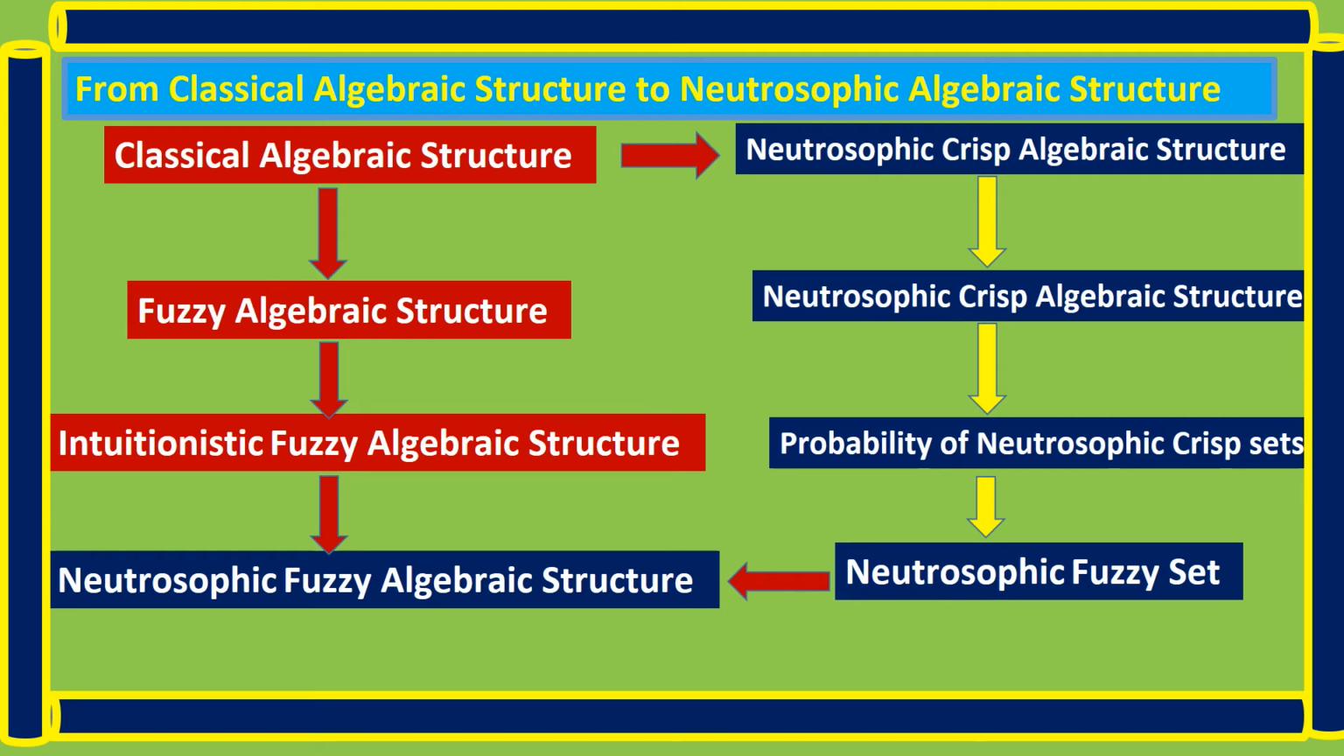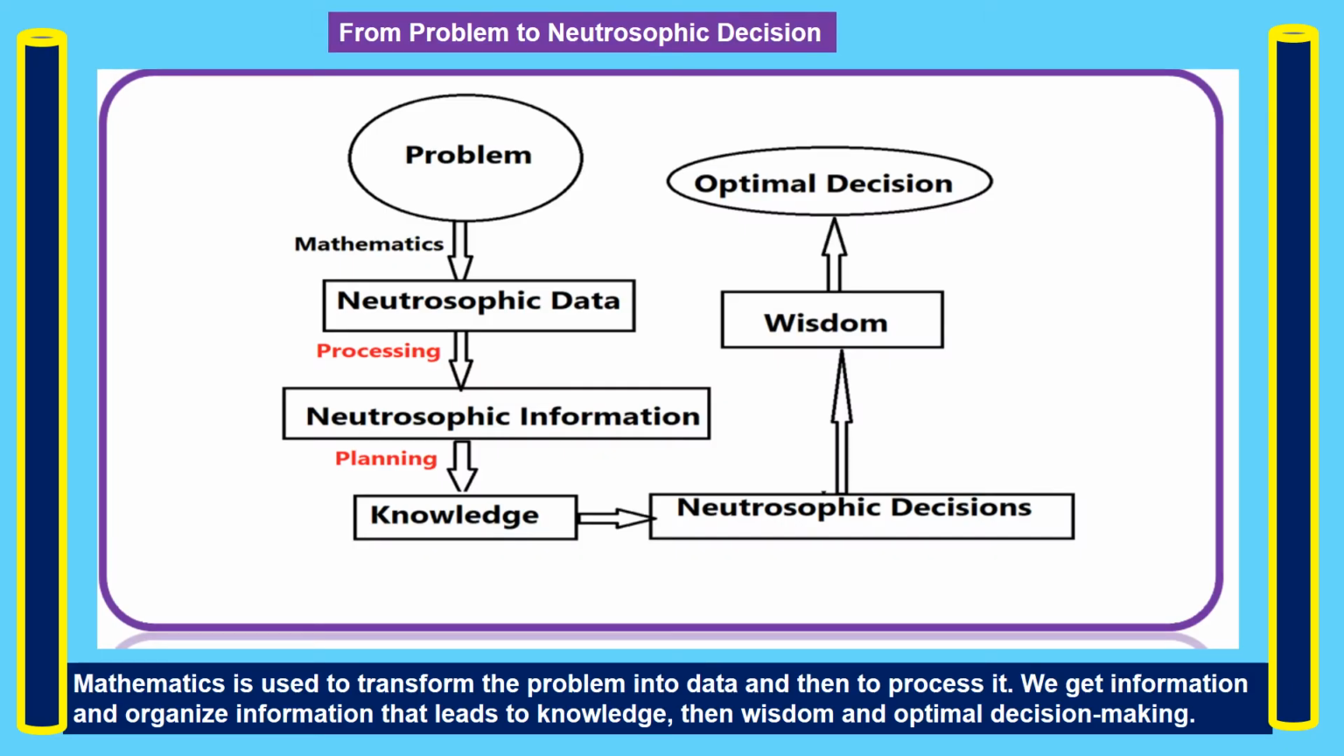The Neutrosophic Crisp algebraic structures arise when we use the probability of Neutrosophic Crisp Set, then the Neutrosophic fuzzy set as a generalization of the Neutrosophic Crisp set, from the classical algebraic structure to the Neutrosophic algebraic structure. From problem to Neutrosophic decision, mathematics is used to transform the problem into data and then to process it. We get information and organize information that leads to knowledge, then wisdom and optimal decision making.